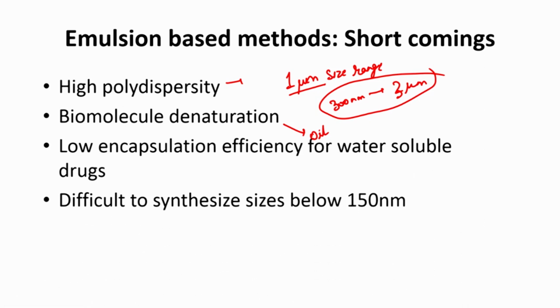And then finally, no matter how much energy you give, it becomes very difficult for you to go down below 150 nanometer. So, this works very well for anything from 200 nanometer and higher, but let us say I want particles which are much smaller than that, let us say I want something around 50 nanometer, 100 nanometer, then these emulsion based processes do not work, because there is a limit to how much you can break down the droplet based on these energies, at least with the current instruments.